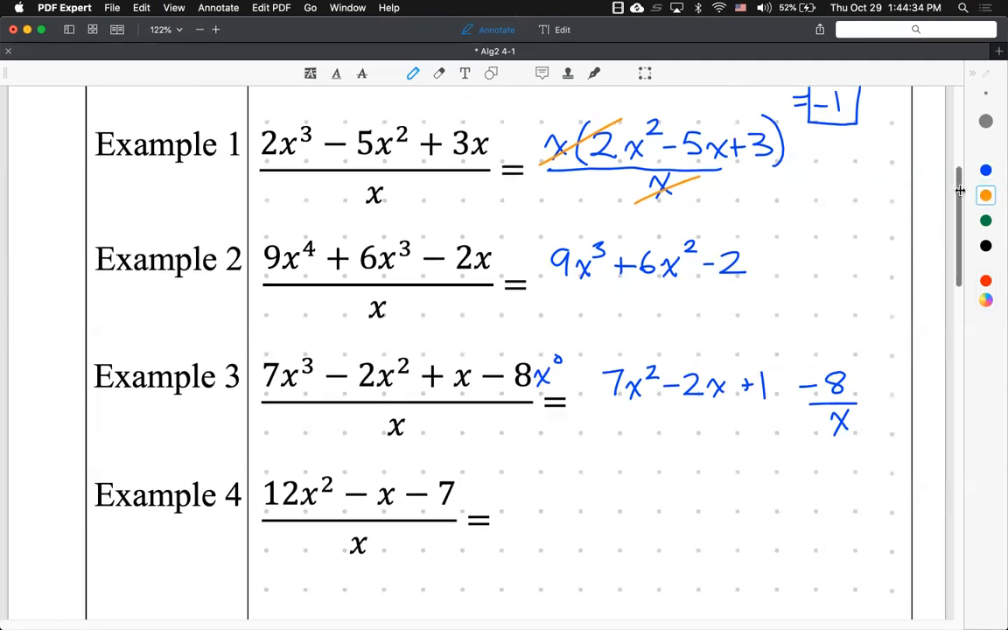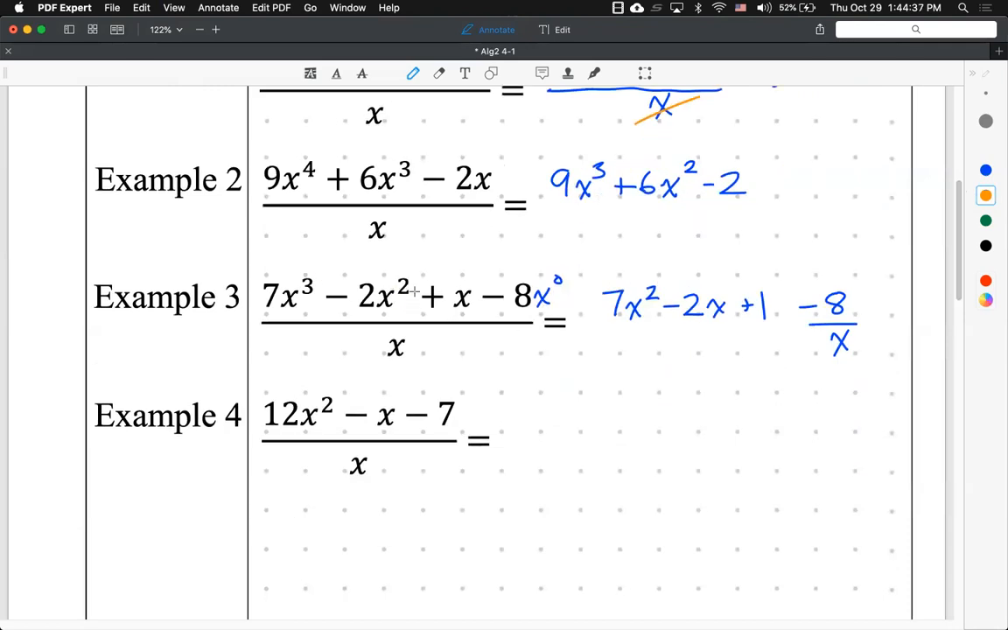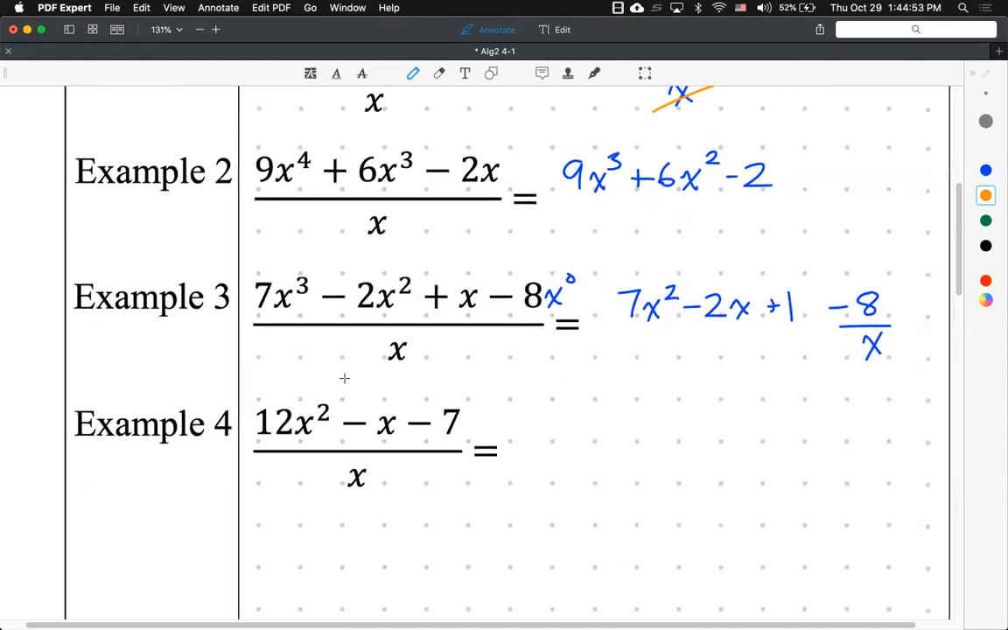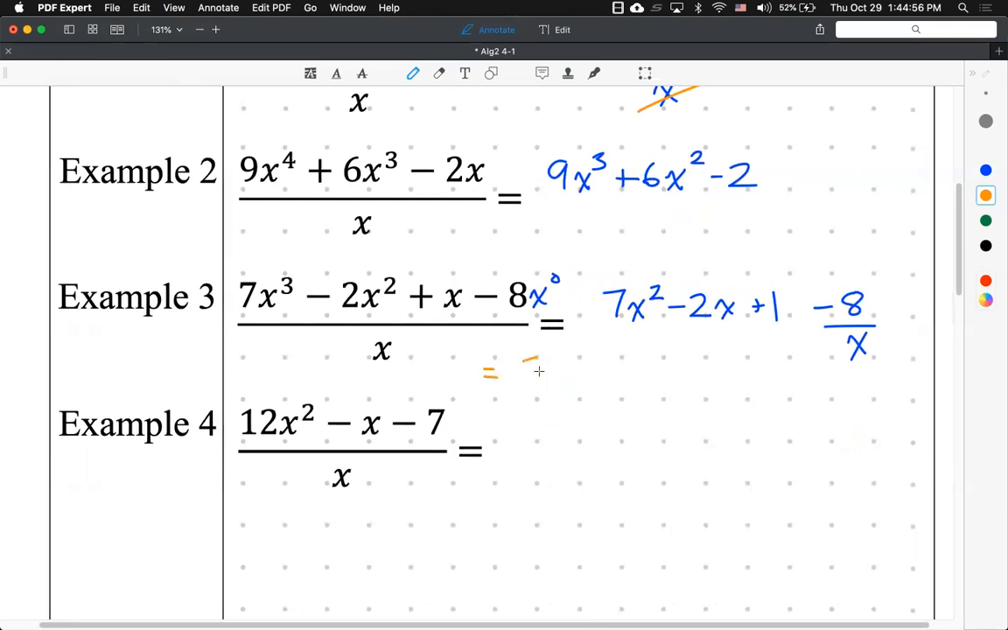So here we go. The third way of thinking about it is I can divide every single one of these by x individually. It's the same thing that I did up here. When I have 639 divided by 3, I can separate the 600, the 30, and the 9 into 3 separate parts. Watch how I do this down here. This fraction is really 7x to the power 3 divided by x, minus 2x squared divided by x, plus x divided by x, minus 8 divided by x. If they can simplify, yay, kudos, they simplify. If they don't, you leave them.